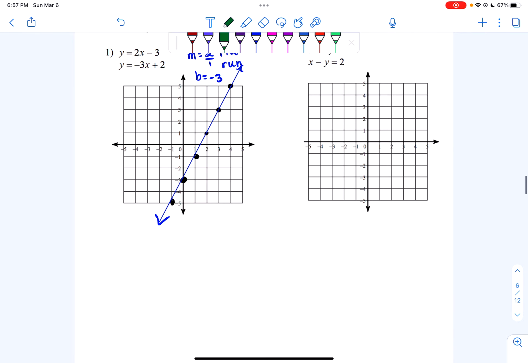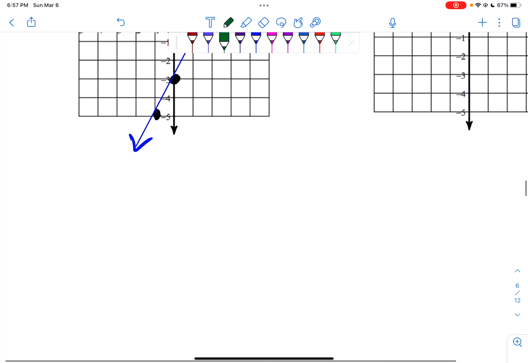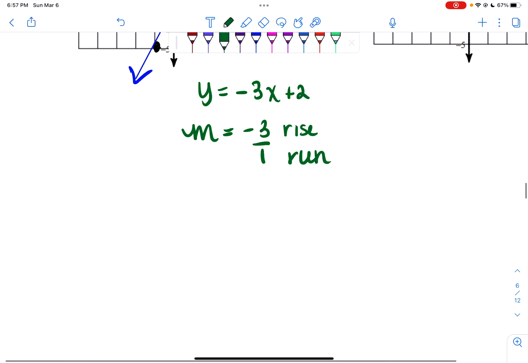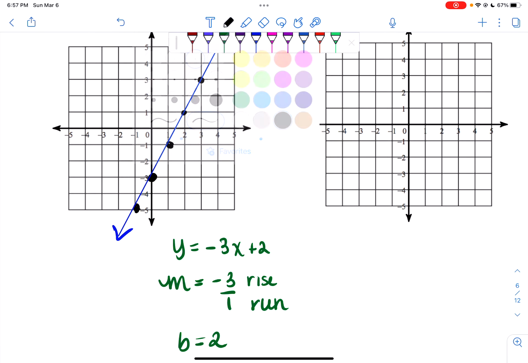My second equation is y equals negative 3x plus 2. So my slope again is the number attached to my x, so in this case negative 3 over 1. Negative 3 is my rise, so I'm going down 3 and going to the right 1. And then my y-intercept is 2. I plot a point at 2, and I go down 3, right 1. I go back to my y-intercept, and I go up 3, left 1. And then I plot a point there.